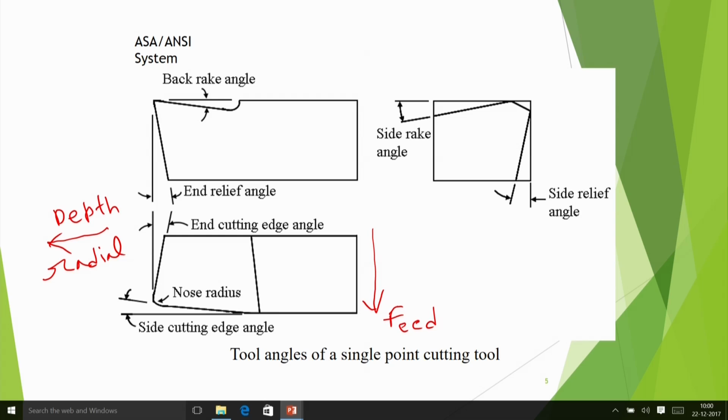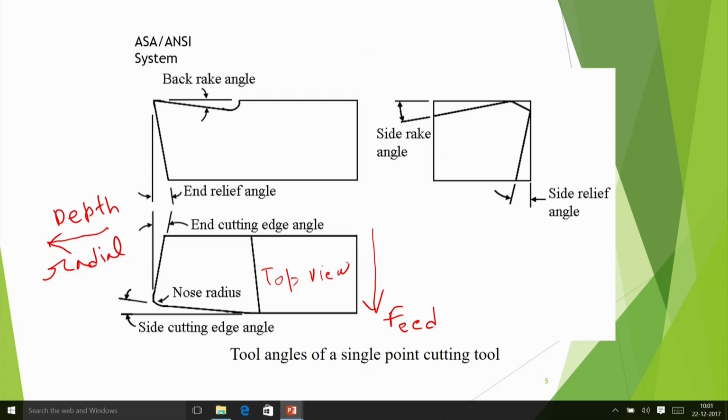So in this case, now we can understand the angles. In the ASA system, based on these three orthogonal views, we can explain the angles very nicely. We will try to understand according to the American standard system what the tool angles are, and you see this very carefully. So coming to the top view.